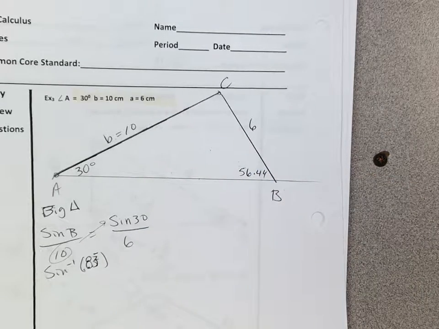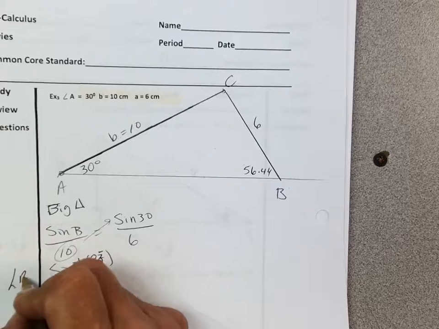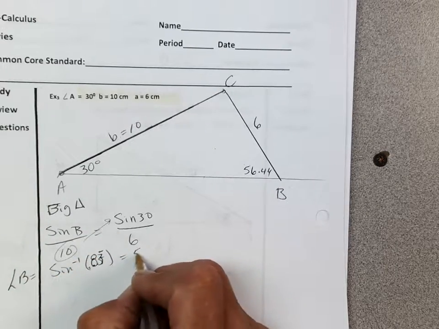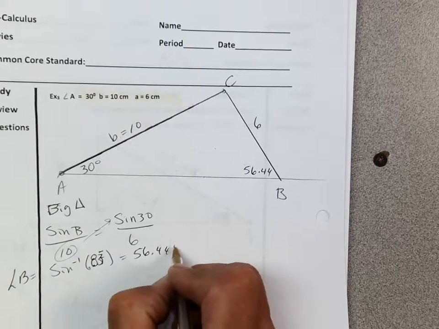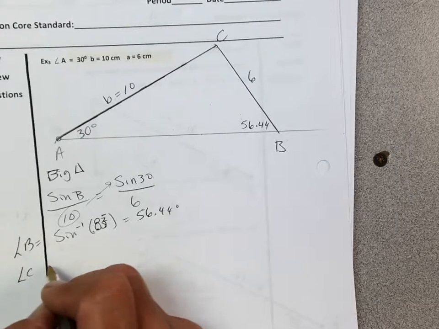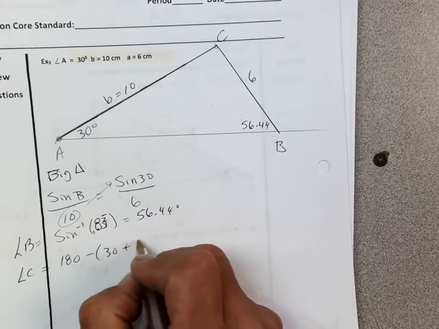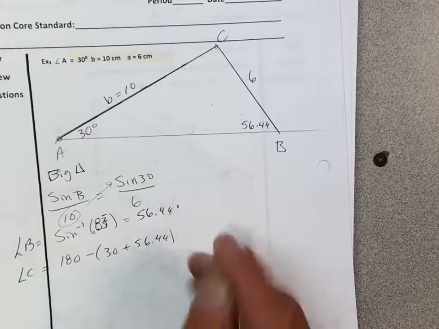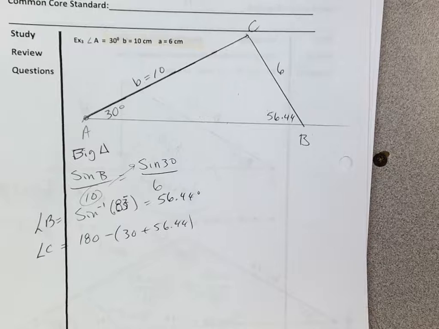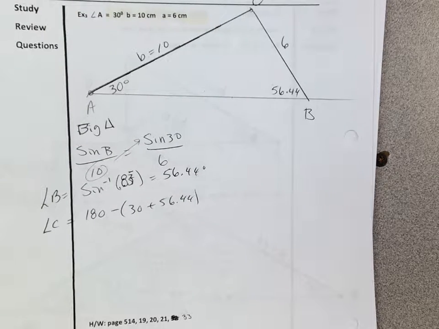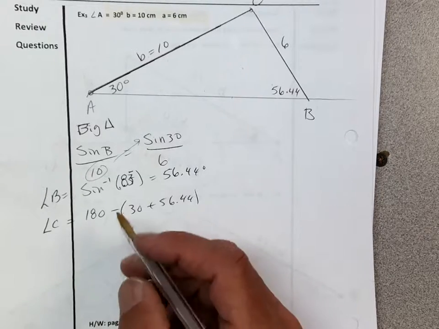Angle B. Everybody good on that? And then angle C, right? To find angle C, we'll just add them up and subtract from 180. So there's angle B, which is equal to about 56.44. And then to find angle C, 180 minus my 30 plus my 56.44. How am I doing? Am I okay? Right? So, alright, I can do that. 180 minus parentheses 30 plus 56.44, and I get an answer about 93.56.